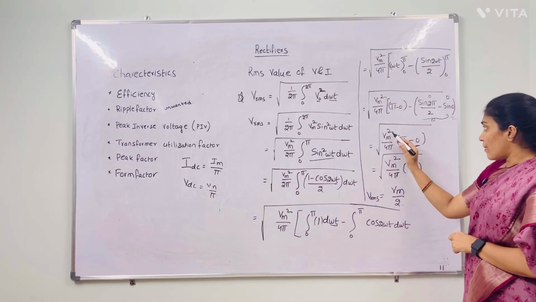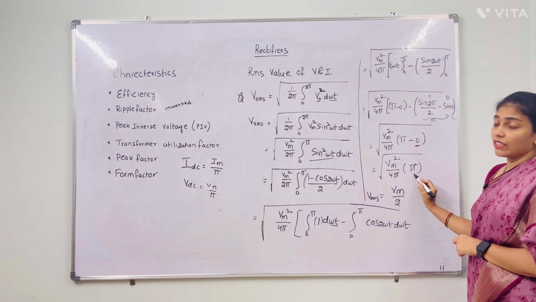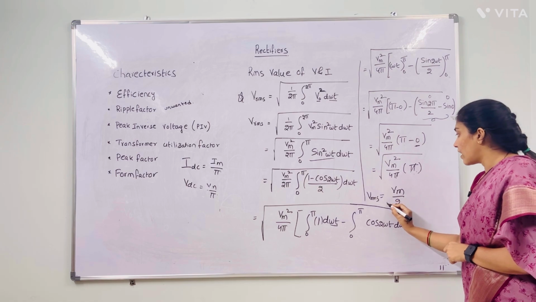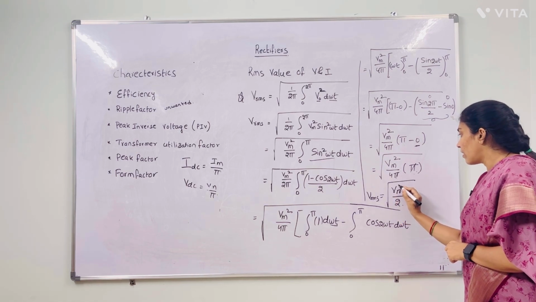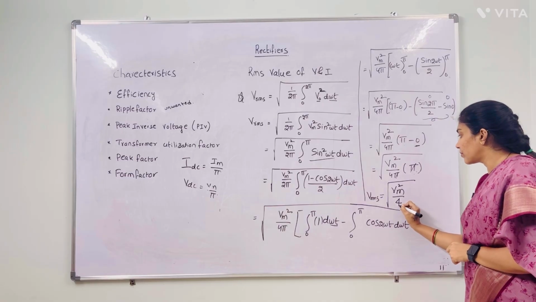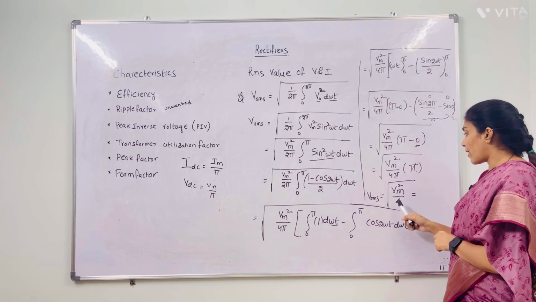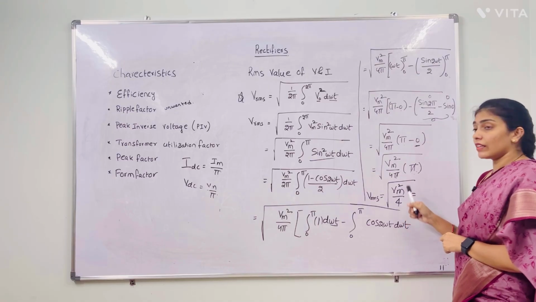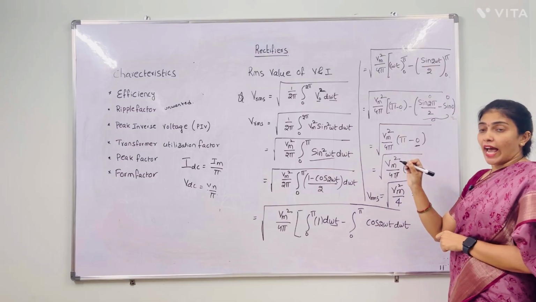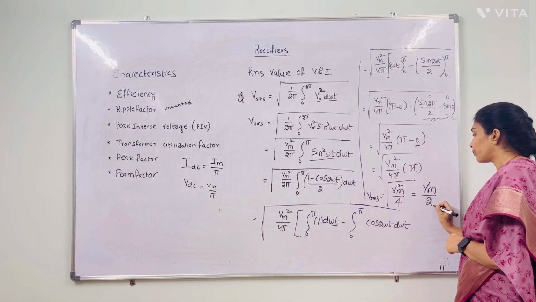Next, Vm square by 4 pi as it is, pi minus 0 is pi. So pi gets cancelled and the remaining term is under root Vm square by 4. Right? Vm square by 4 can be written as Vm by 2 whole square. So the square root cancels, and finally we get Vm by 2.